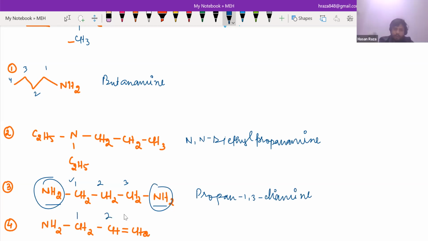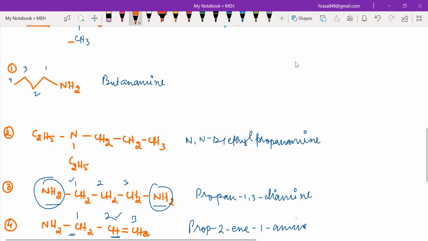Now you can see 1, 2, 3, and here you can see prop, and on the second carbon there is a double bond, so we write 2 ene, and 1 amine, because on the second carbon there is a double bond, and on the first carbon it is amine. Yes, sir. Now we are going to do this.